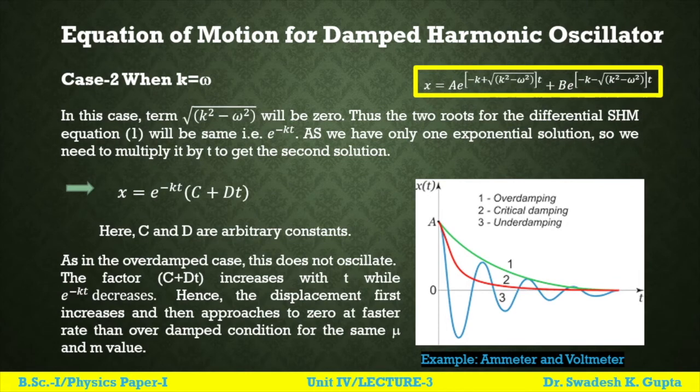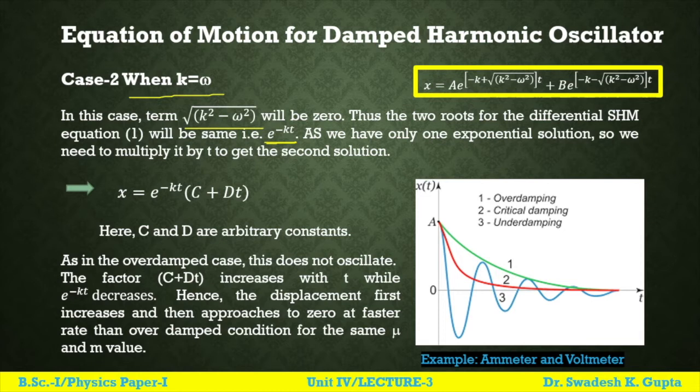Now, in case 2, when k is equal to omega, the term under the root, k square minus omega square, will be 0. But now there will be two roots, and both the roots are equal to e to the power minus kt. So in that case, the differential equation will have a different solution because two roots are equal.